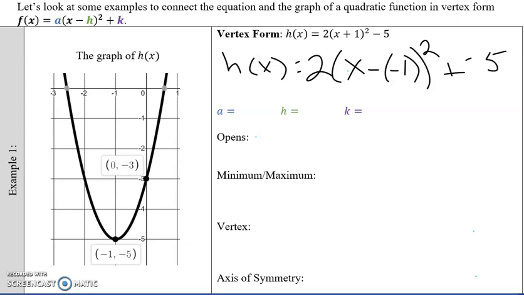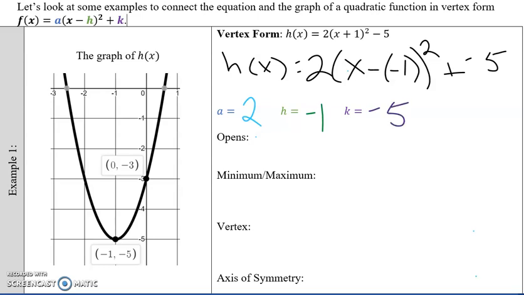So a is the number outside the parentheses in front of the x, so a is equal to 2. And then h is inside the parentheses after the minus sign, so h is negative 1. And k is the number outside of everything, so it's negative 5.